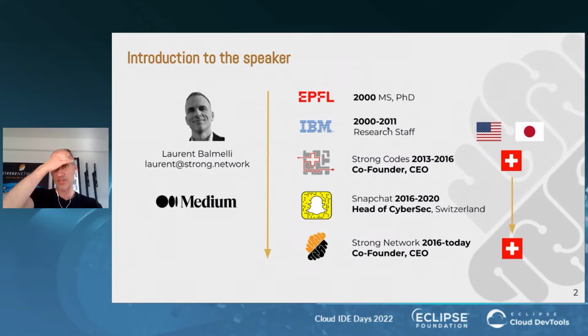Just a few words about myself, since there's no speaker introduction. I just want to give you my background. So I'm Swiss, was born in Switzerland. I got my PhD about 22 years ago. I worked for IBM about 12 years, only in the US and Japan. And then I co-founded my first company called StrongCode in 2013 in Switzerland.